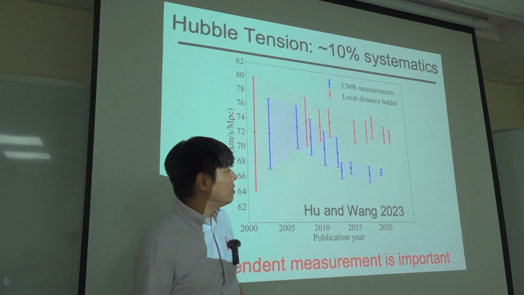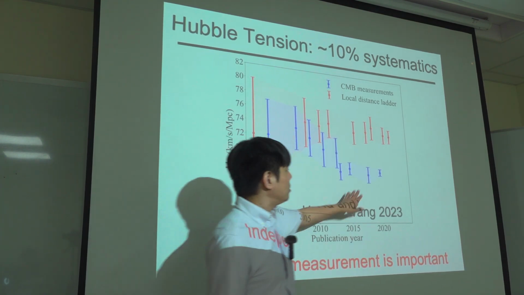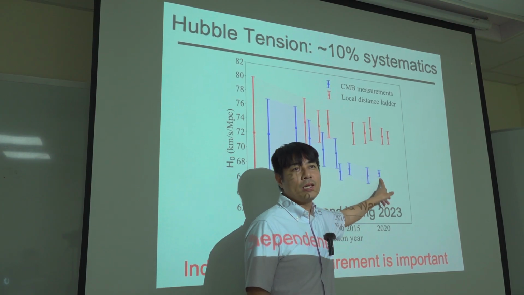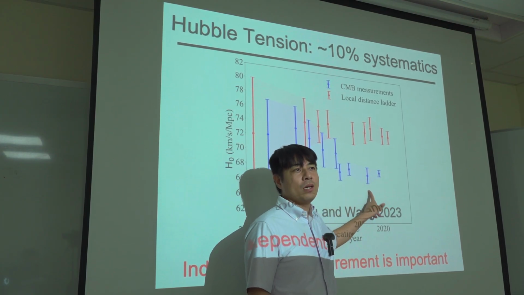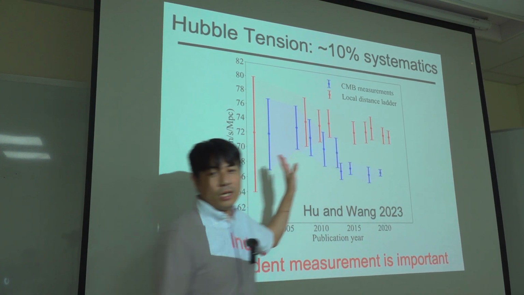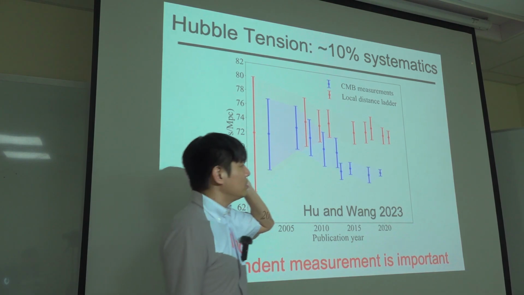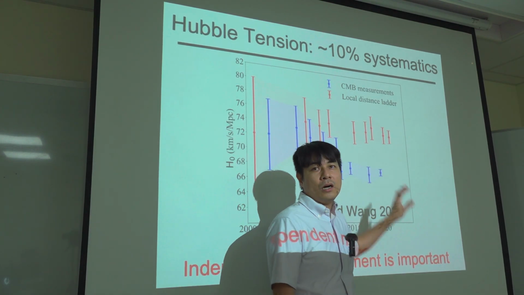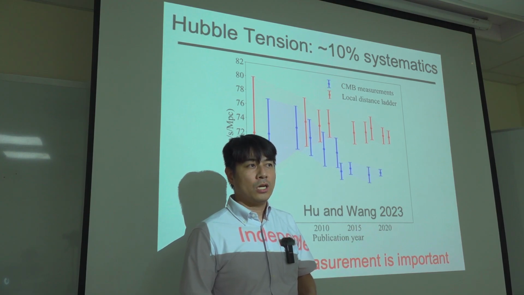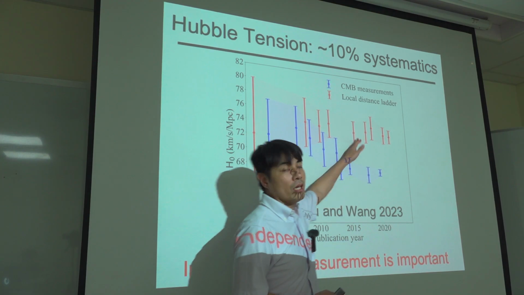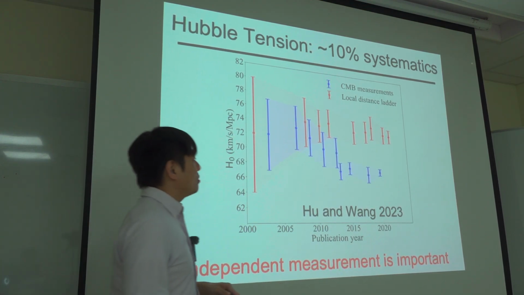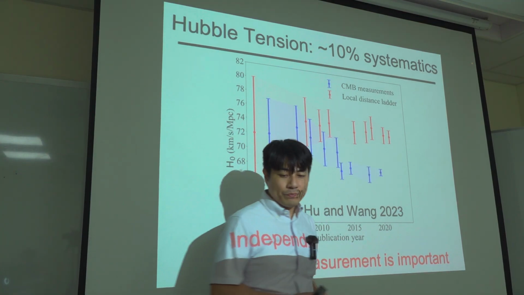Or another possibility is, this is assuming lambda CDM, so this assumption may not be okay. Maybe it is okay. That's why this Hubble tension is very important, because this may change our assumption for describing the whole universe in the future. I don't know, but this is important. So it's now very important to address this issue.